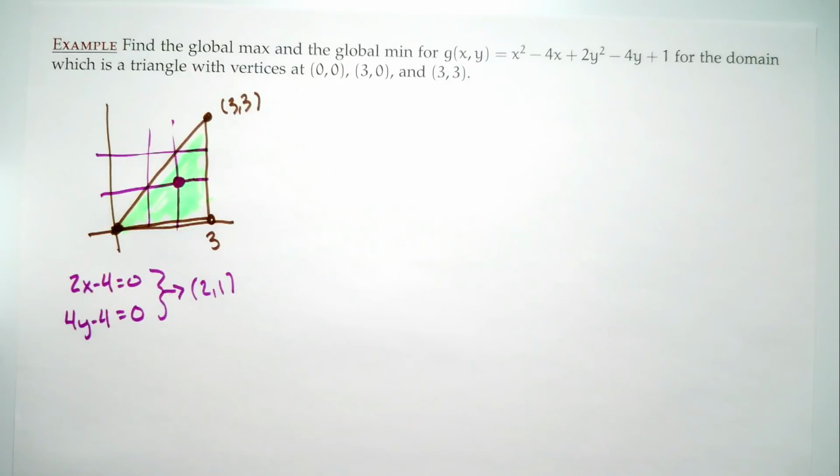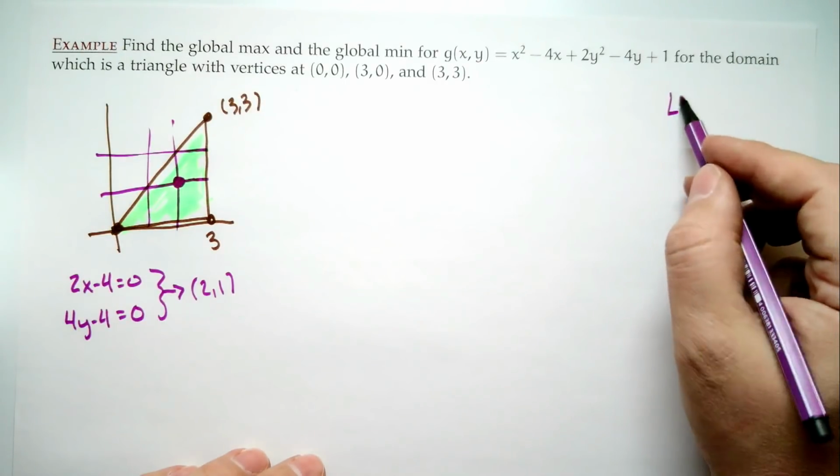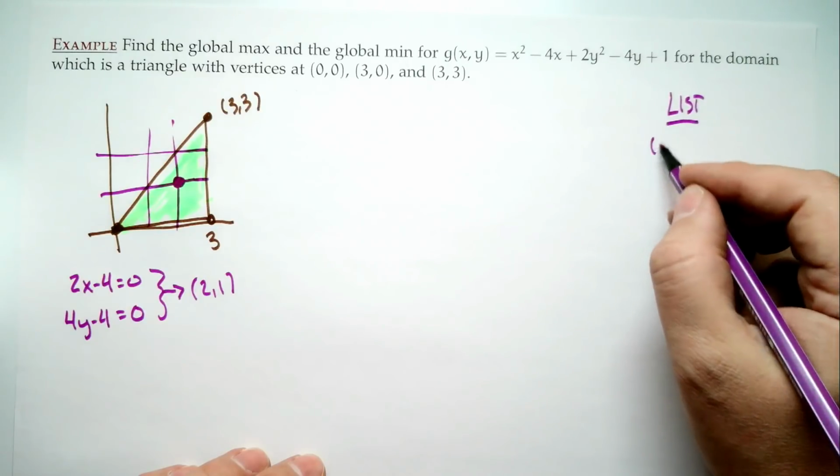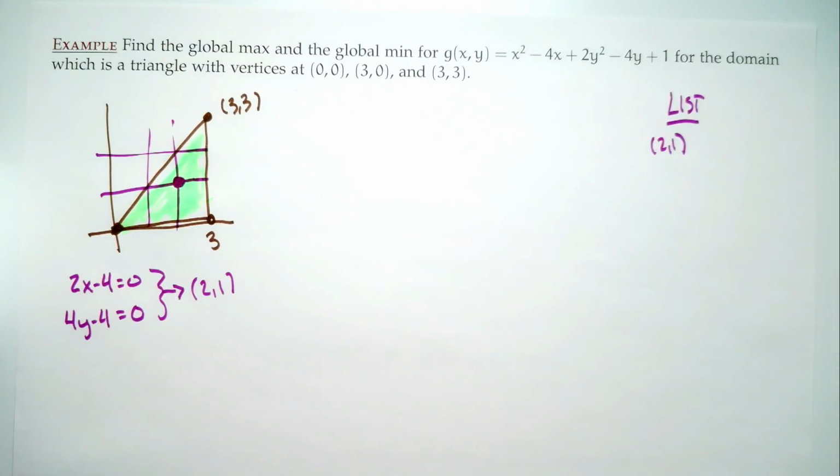So does it make our list? It does make our list. 2, 1, you've made our list. Congratulations. Now, we're done with phase 1. Step 1 is complete. We've checked the interior. What comes next? Yeah, the boundary. And we always start with the corners.